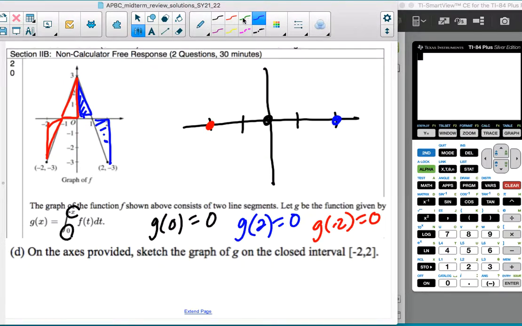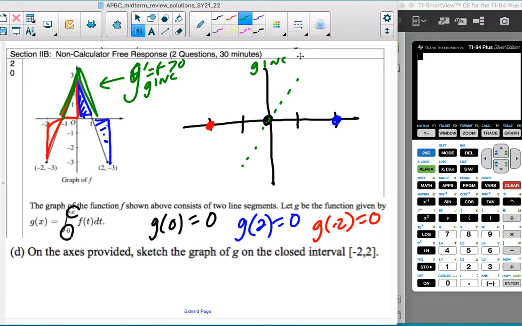Let's talk about what else I know. On this entire interval, g prime is the same as f. So g prime, which is the same as f, is greater than 0, meaning that g is increasing. So basically, on the window from here to here, my function has to be going uphill, right? Like g is increasing on this window from here to here, right?